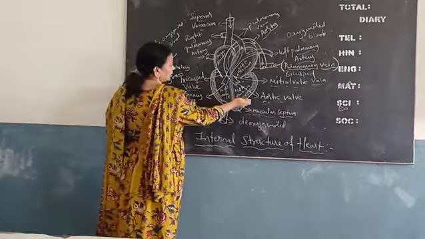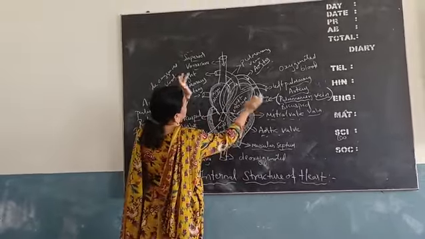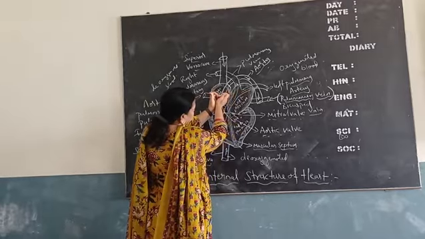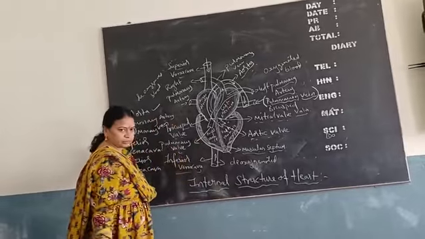So the left side and right side will simultaneously be getting contracted. That is, both the atria get contracted at a time and both the ventricles also get contracted at a time.